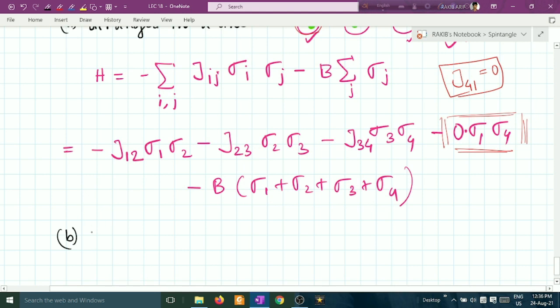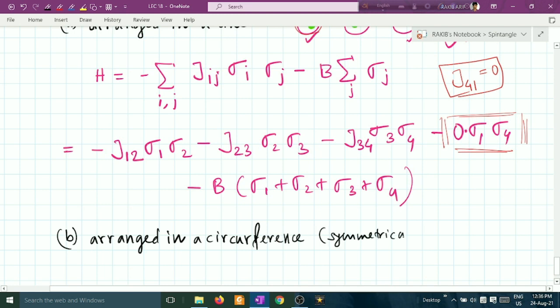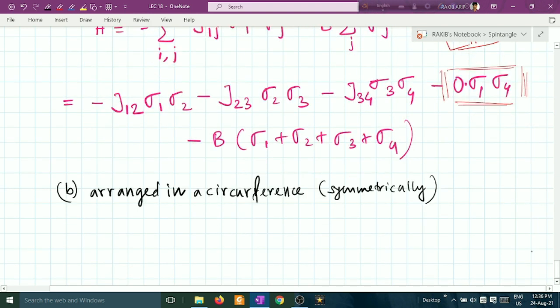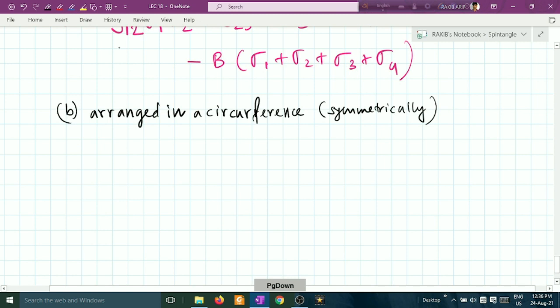It's part B, with the spins arranged in a circle, in a circumference, symmetrically. So in the previous section, what have we discussed like this?